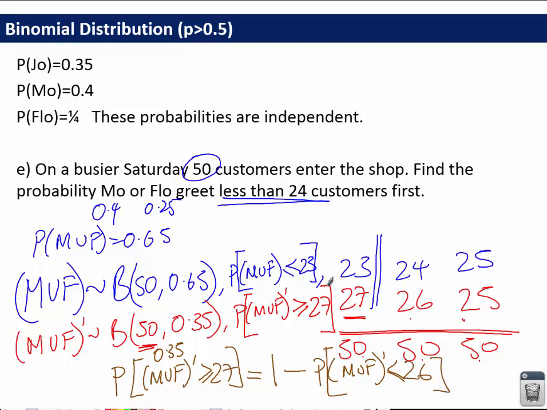Excellent. So am I right in thinking that this 26 came from over here? If it's not more than 27, it must be less than 26. Absolutely. So this question had 3 layers of complication. The first came about because the probability was greater than 0.65, hence we had to use 0.35, a number that is in the tables.